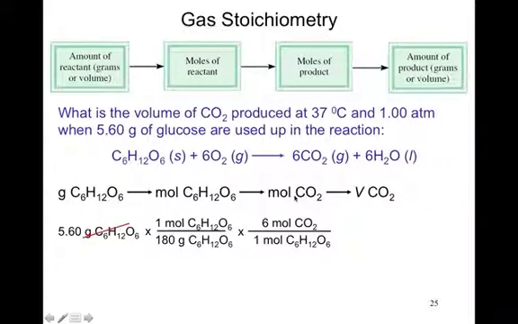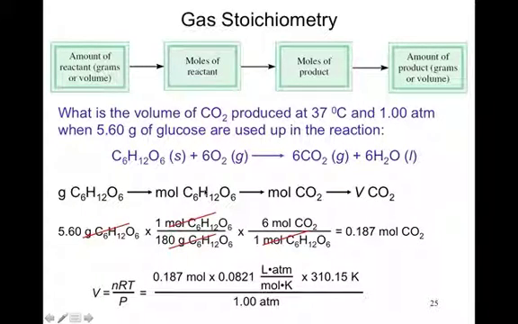And then once we're at moles of carbon dioxide, we can use our PV equals nRT to find our volume. So there's 0.187 moles CO2, that'll be our n in that equation. So volume equals, we've rearranged PV equals nRT to just solve for V. That becomes n, R is 0.0821, temperature is 37 plus 273.15, and pressure is 1 atmosphere. Looks something like that. And that's a done deal.